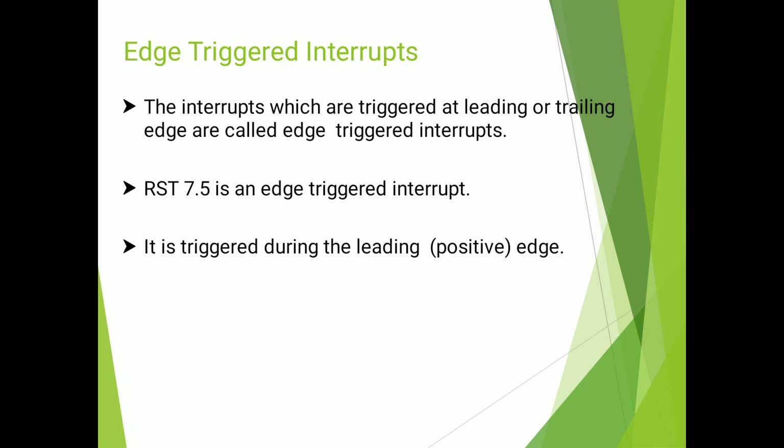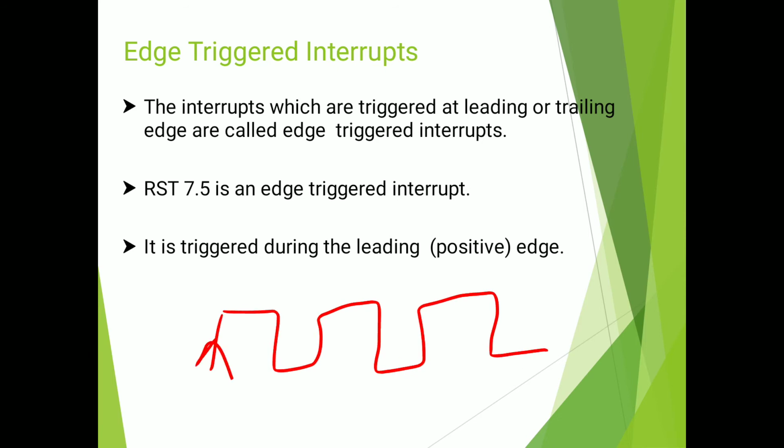Edge triggered interrupt. The interrupts which are triggered at the leading or trailing edge are called edge triggered interrupts. RST 7.5 is an edge triggered interrupt. It is triggered during the leading positive edge. Suppose this is the pulse. This one is the positive edge triggering.